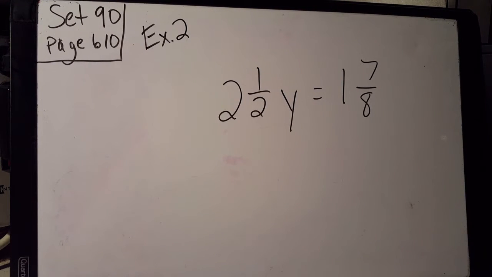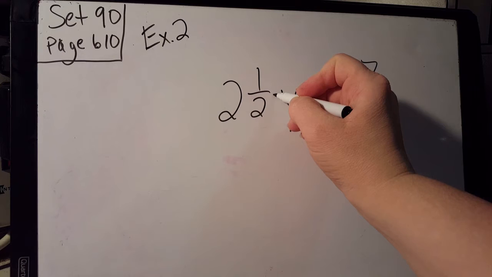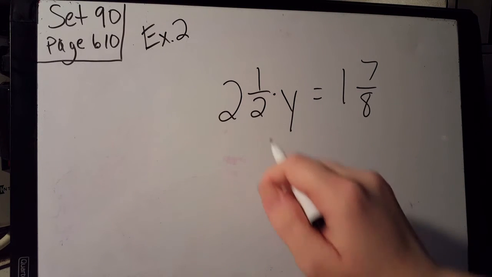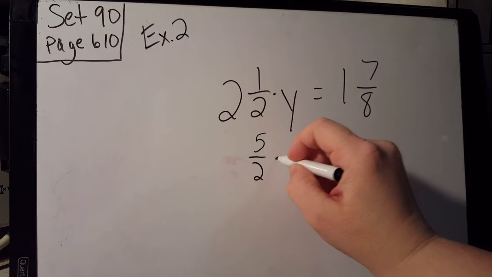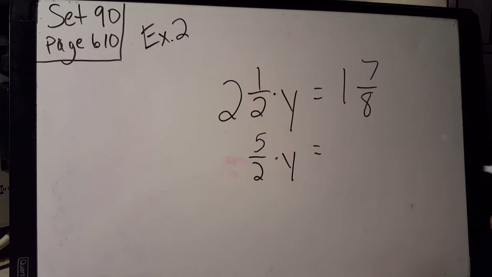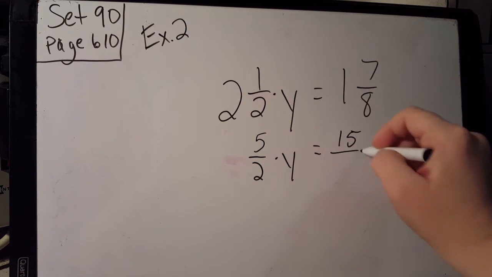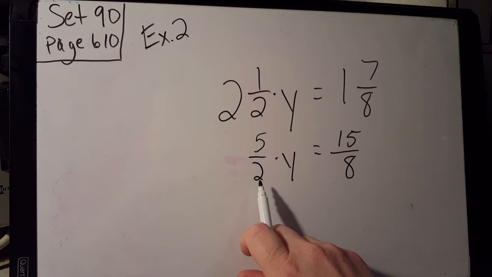All right, in example 2, we have a mixed number on both sides of the equation, but this is no problem because, again, we can just change it to an improper fraction. So our coefficient is 2 1/2 because it is multiplied by the unknown variable. So let's change this to an improper fraction first. So 2 1/2 would be 5/2 times y. Let's change this to an improper fraction as well. That would be 15/8. And then to solve it, we multiply both sides by the reciprocal of this coefficient.